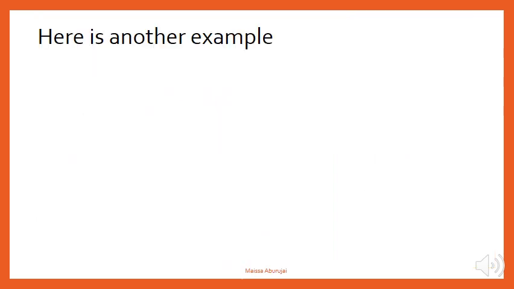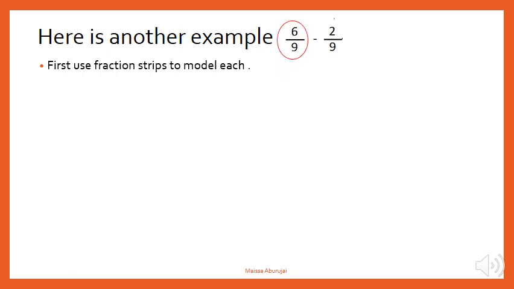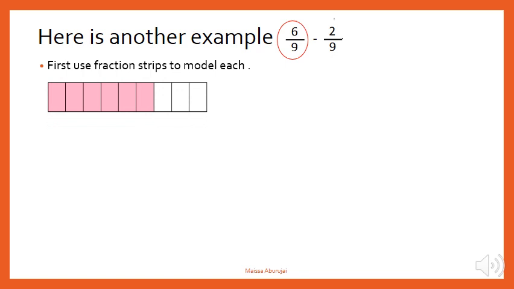Another example here. We have 6 ninths minus 2 ninths. We will use the first way. You will draw fraction strips. First, as we said before, we need only one strip. So we will draw a strip showing 6 ninths. The strip is divided into 9 equal parts and 6 parts are colored.